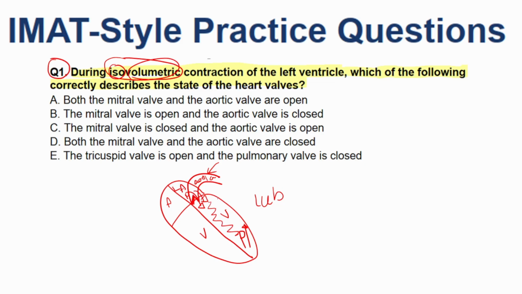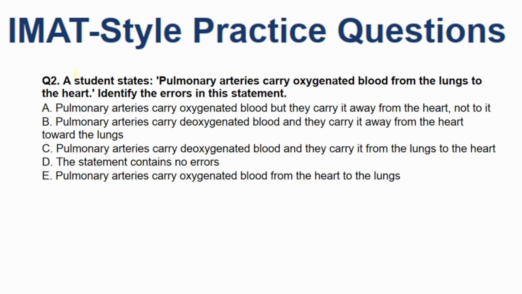Since the mitral valve has just closed and the aortic valve has not opened yet, the left ventricle becomes a completely sealed chamber. The heart muscle squeezes, pressure skyrockets, but the blood volume cannot change. Therefore, both the mitral valve and the aortic valve must be closed. Looking at our options, this perfectly matches option D. Moving right along to question 2.